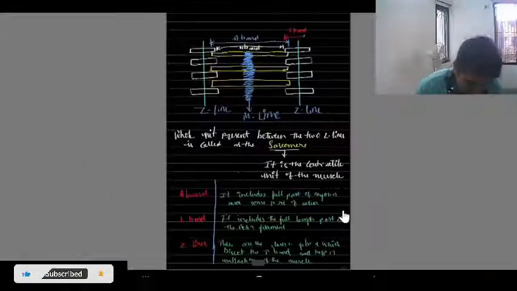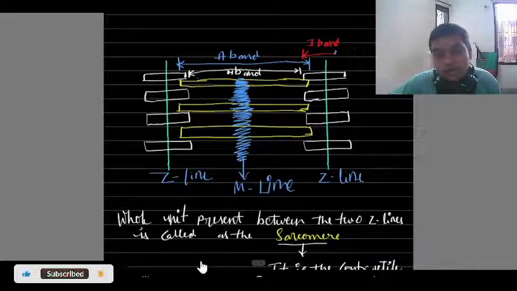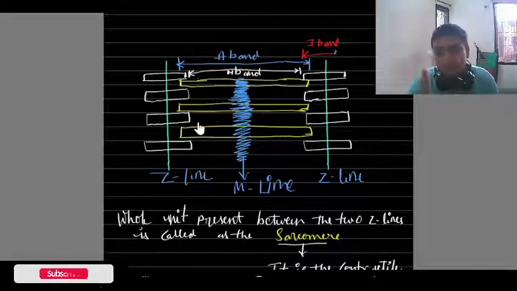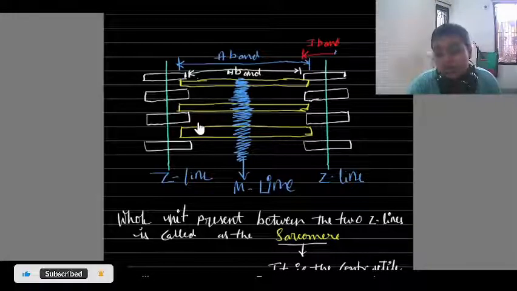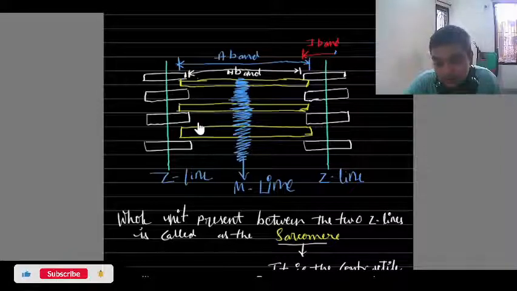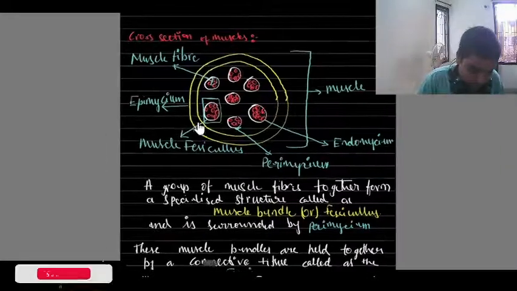Let's move on to the second diagram. This is the detailed diagram of the contractile unit of skeletal muscle. Please make this diagram. This is very important. Pause the video, make this diagram or take a screenshot. Yes, this is the diagram of the cross section of a muscle.